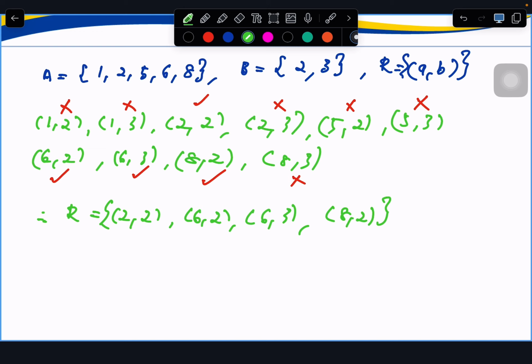Clear how to decide R? Yes. Why? Okay, clear? Good. So this one is question A, I believe. So what is question B? They ask you domain. What is your domain now?